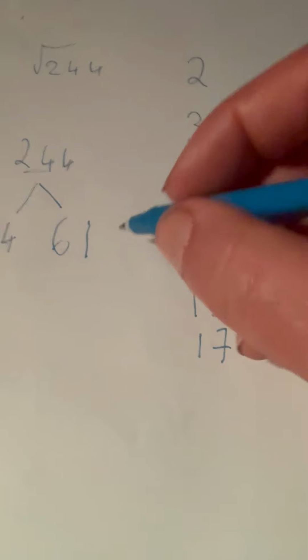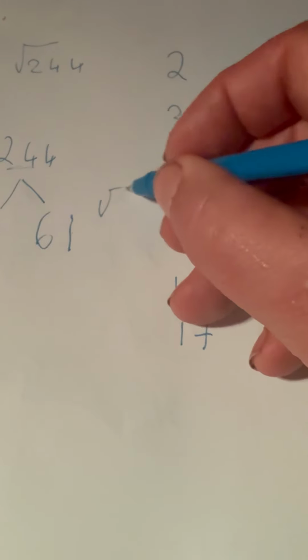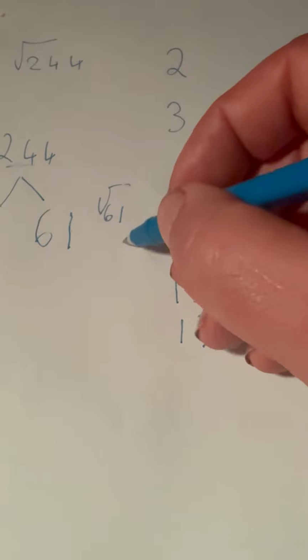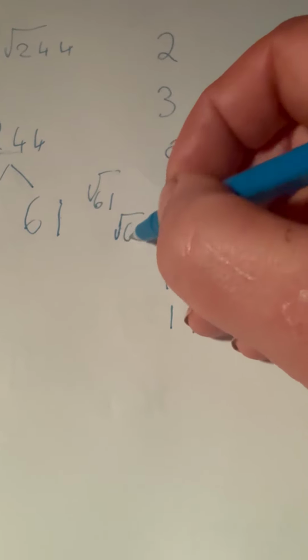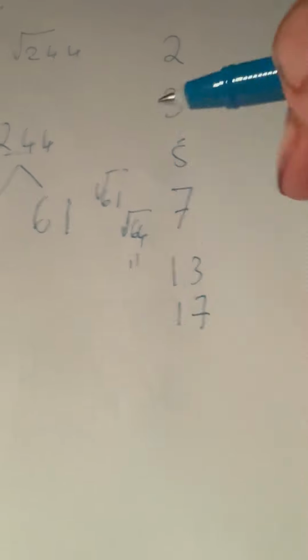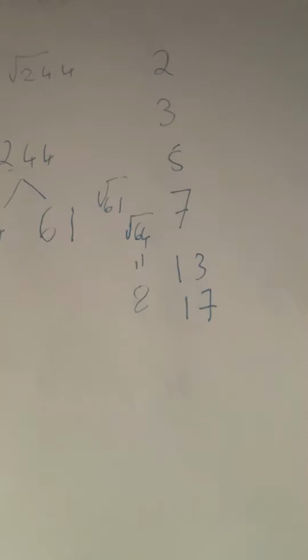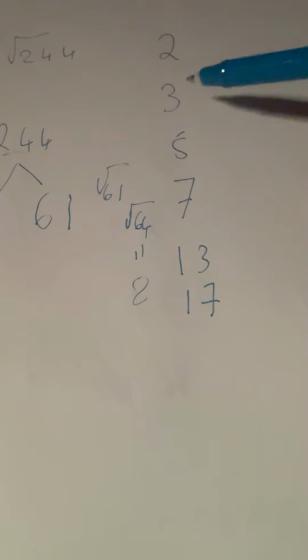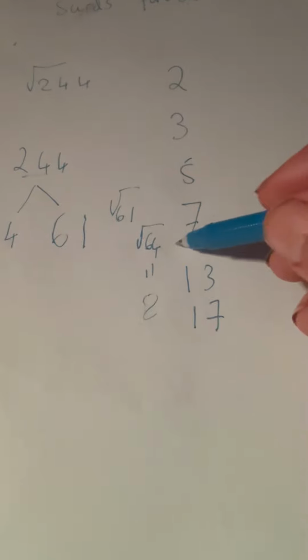But how do I know? What I do is I check the square root of 61, which is about 8. The square root of 64 is 8. And I'm afraid you just have to know 8 eights are 64 to make this really work. And that means you only have to check prime factors up to the square root of the number.